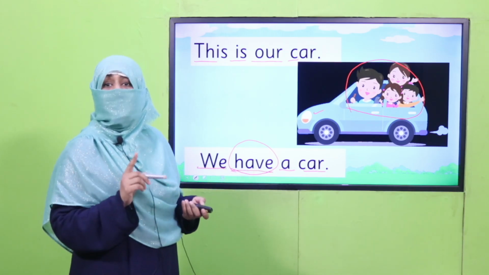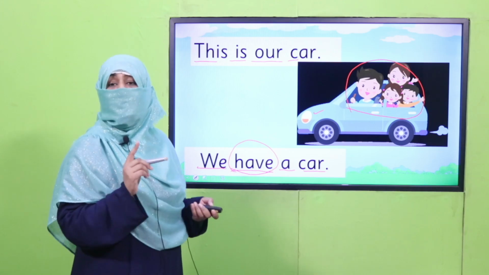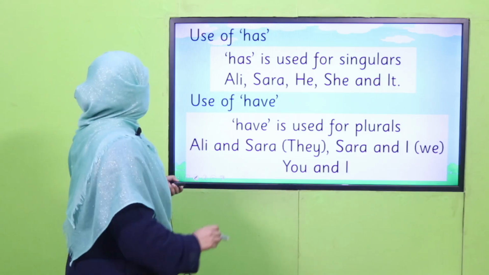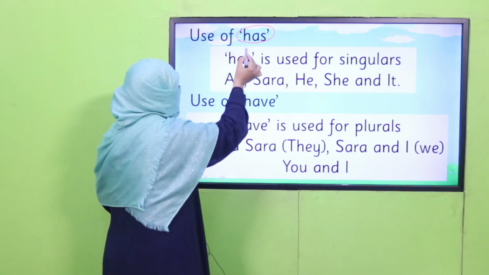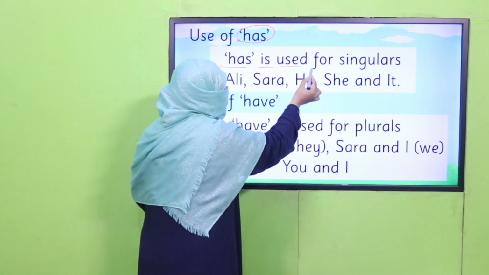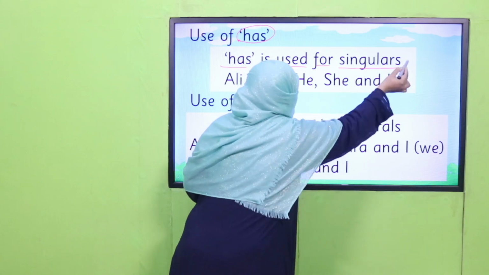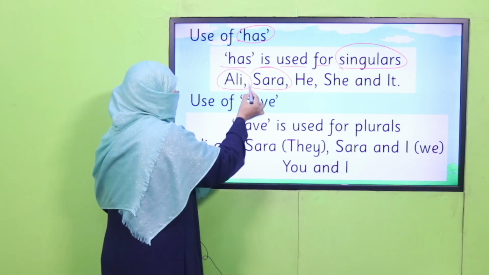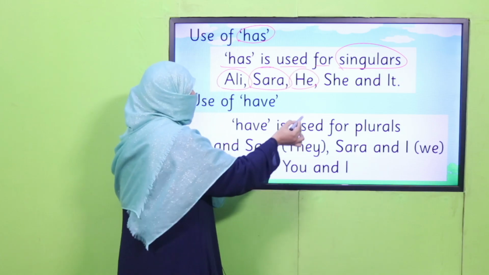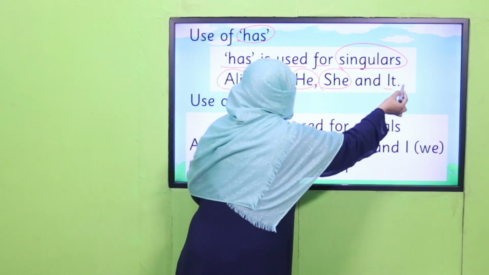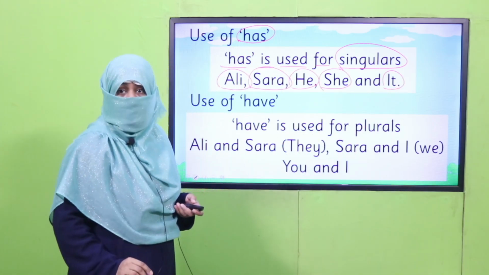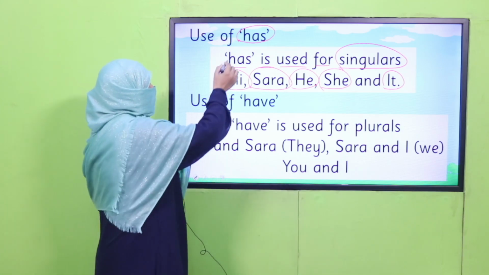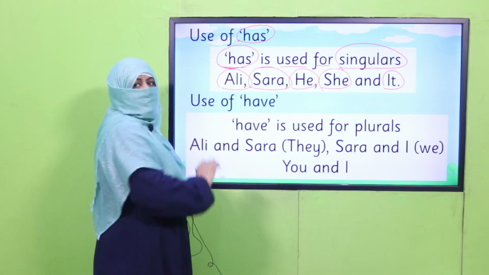But when to use have and when to use has, we have to learn it. So use of has. Has is used for singulars. Means a boy, Ali, Sarah, a girl, he, any boy, she, any girl, or it, maybe a living or non-living thing. When it's a singular naming word, we use has.